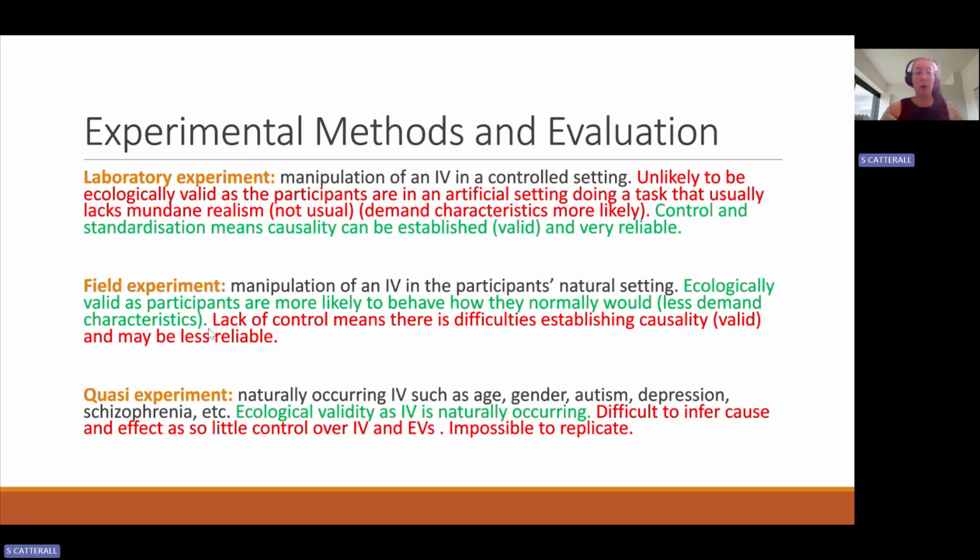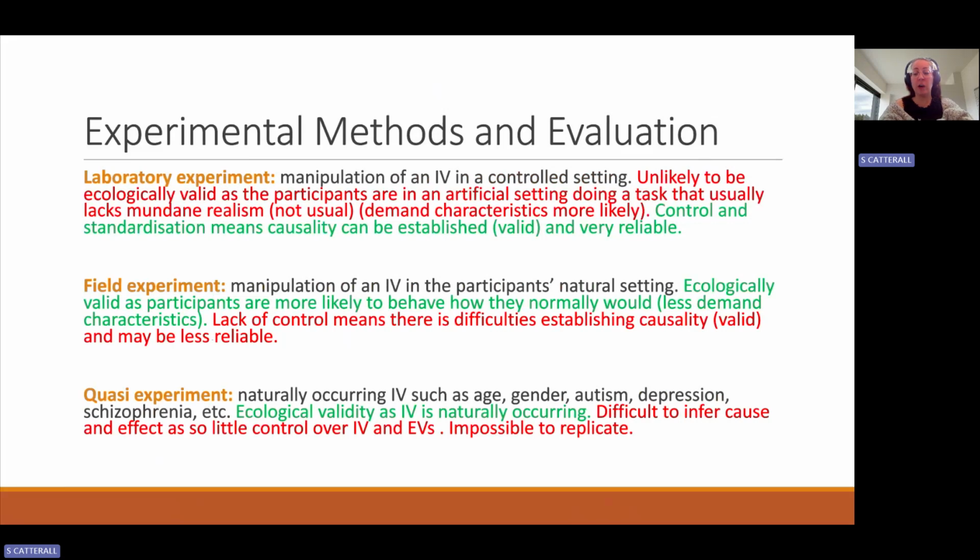If I did that as a field experiment, I'd still manipulate the same IV and have a bin close, bin far away. But this time I'd do it in like the restaurant at school, and then that would be their natural environment. If I was doing a quasi experiment, I wouldn't be able to do that study as a quasi because the IV of the bin being close or far away, or in actual fact, it could be a quasi because that could be naturally occurring.